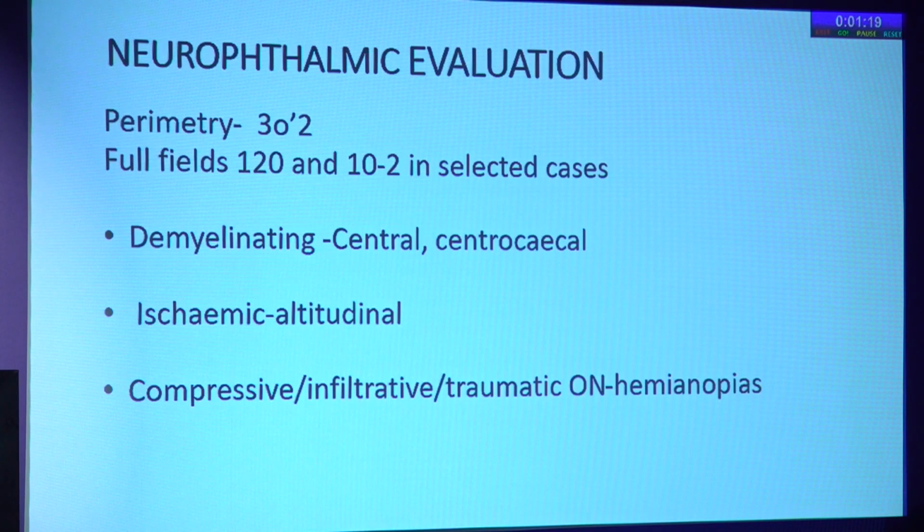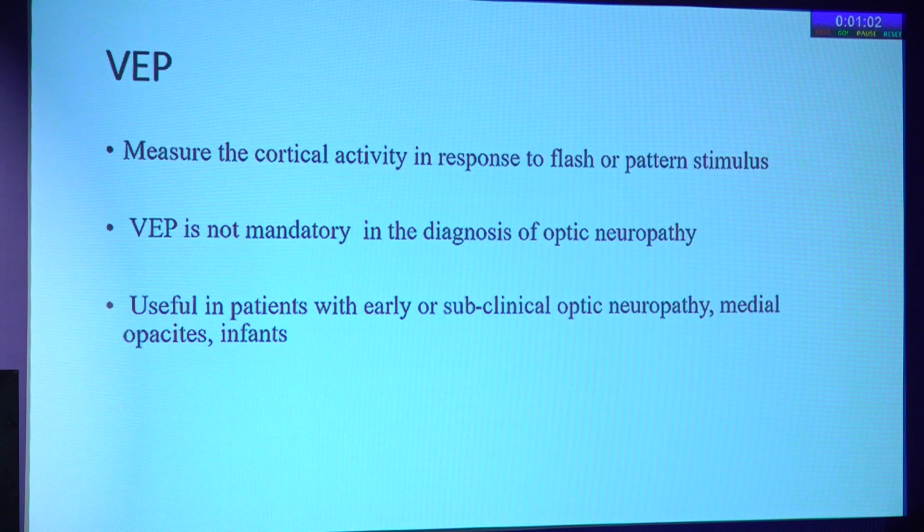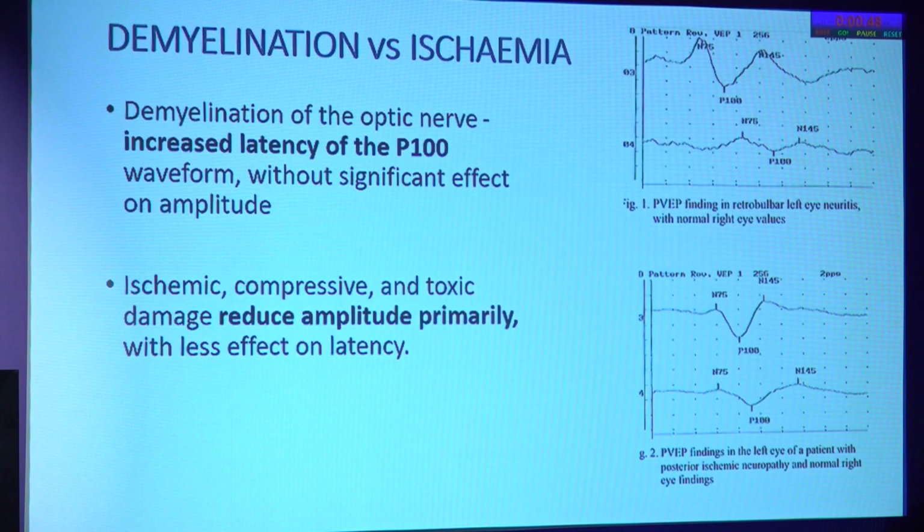If you find an altitudinal defect, it's more likely to be an ischemic cause, and if you find hemianopias, you have to think high suspicion for compressive lesions or masses behind the optic nerve. Now, VEP, as I just mentioned, is not mandatory in the diagnosis of optic neuropathy. It's useful, but in patients with subclinical findings and media opacities in infants and such, only in selected cases. And as I said, increased latency is more likely a demyelination, and if it's a reduced amplitude of the P100, it is more likely an ischemic episode.